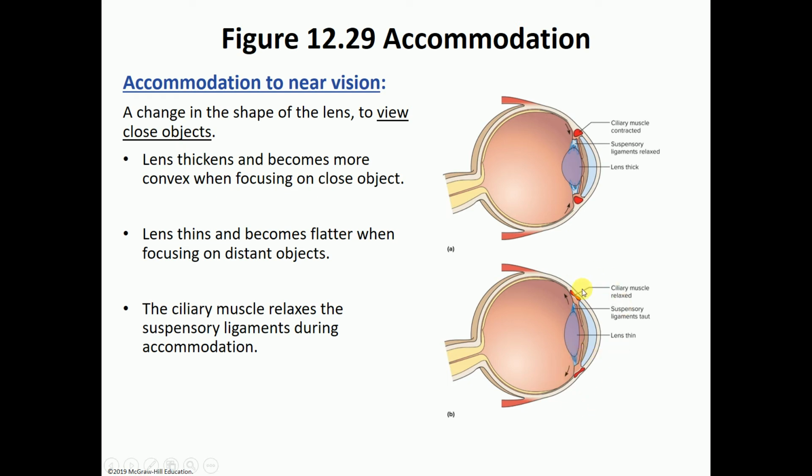When we're looking at something from far away, the ciliary muscles relax, the suspensory ligaments are going to be pulled tight, and the lens is going to become thin, which is actually its normal, usual shape.